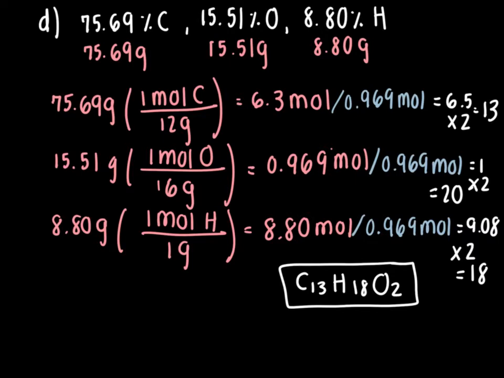Since we had 6.5 moles, to get to whole number ratios, we multiplied everything by 2, giving us 13 moles of carbon, 2 moles of oxygen, and 18 moles of hydrogen. Our overall empirical formula was then C13H18O2.